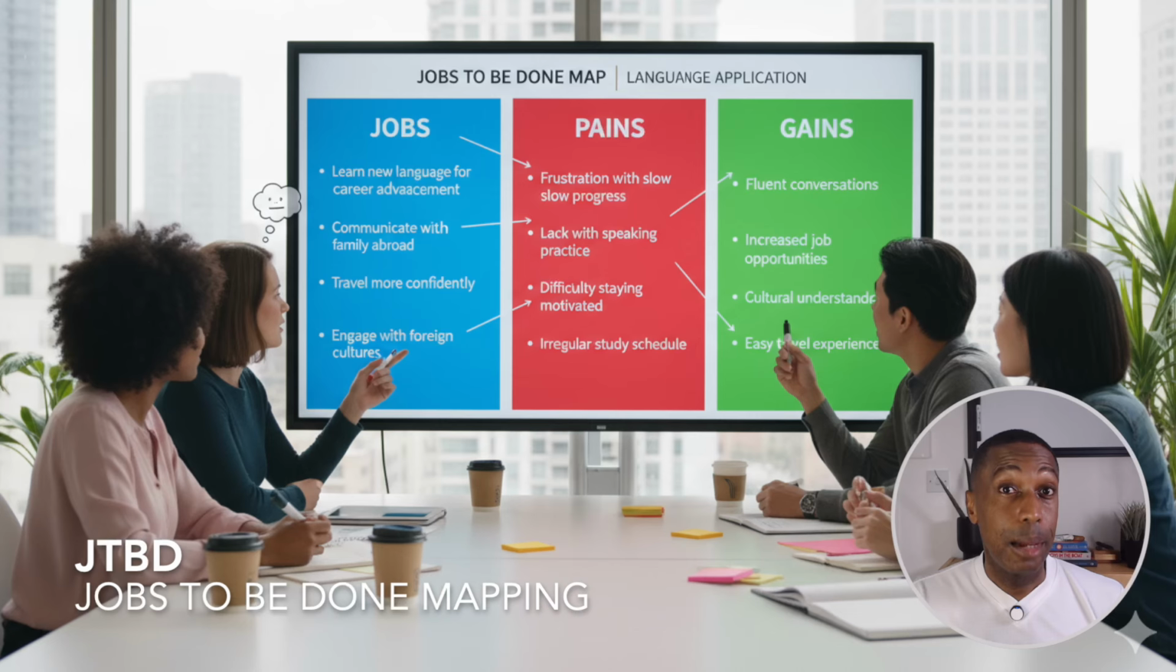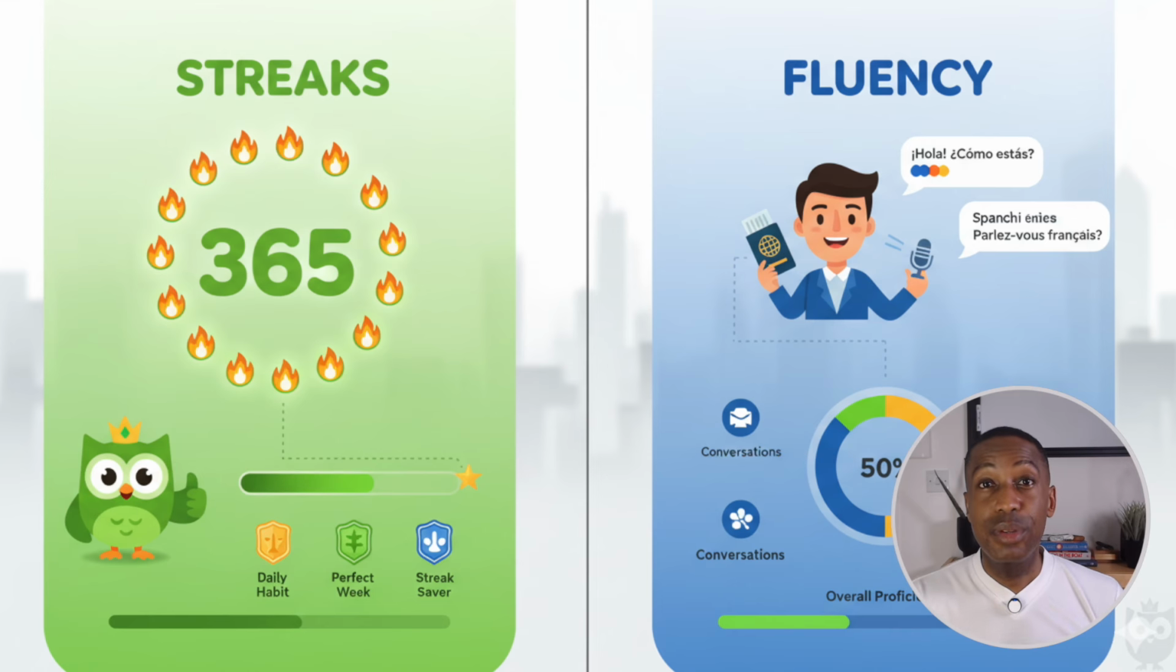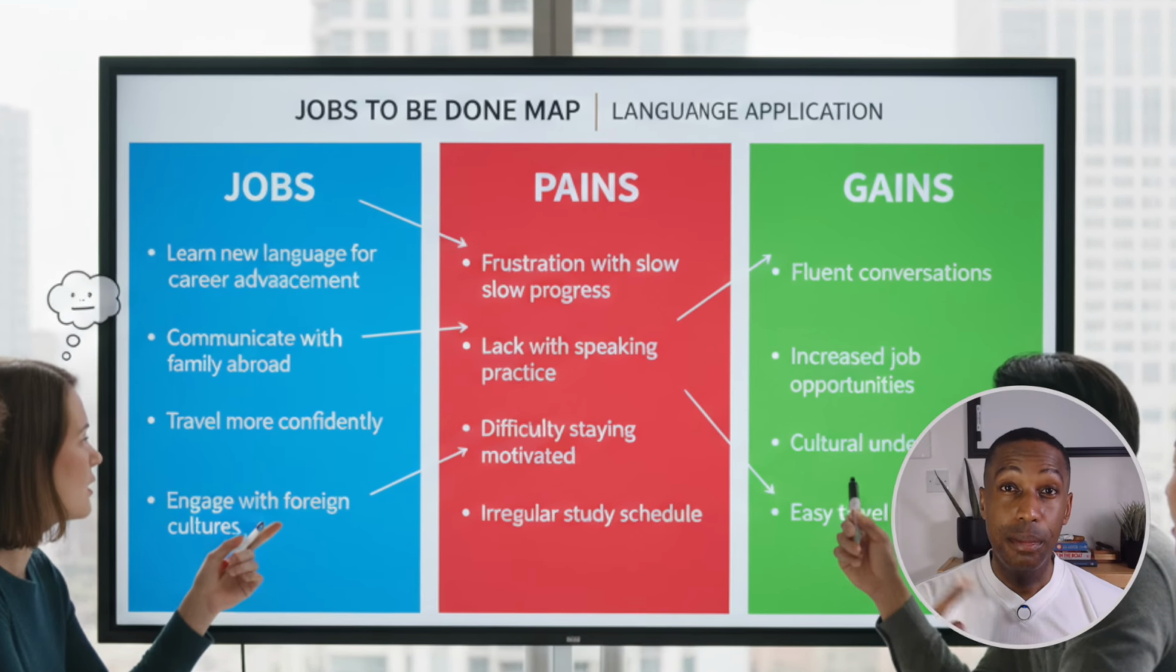Now, what could you do as a UX activity? I would probably like to do a JTBD mapping, so jobs to be done mapping. This uncovers the real reason someone uses a product. In this case, the job isn't to hit a 365-day streak. No, it's to communicate a new language. A JTBD map is usually a chart with 3 parts: the job, the pain, and the gains. For Duolingo, the pain is I feel progress, but I can't actually speak.